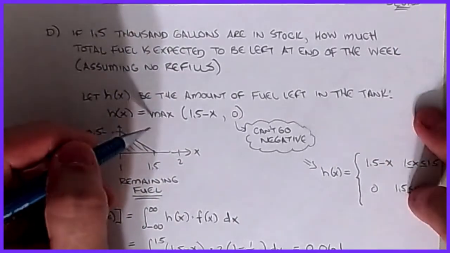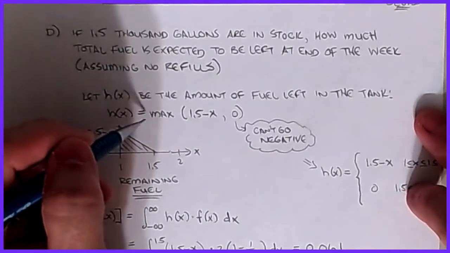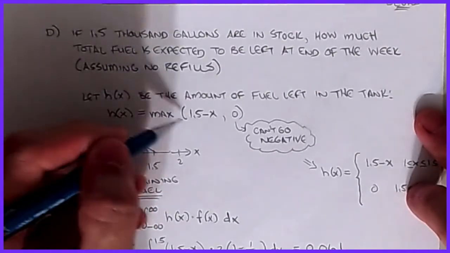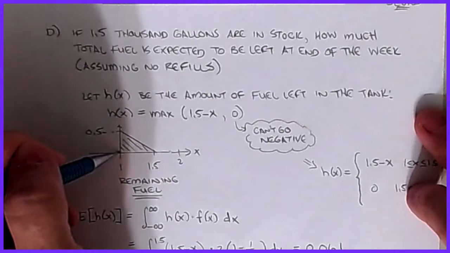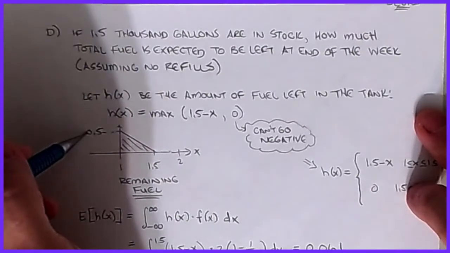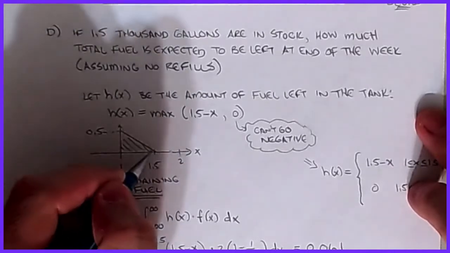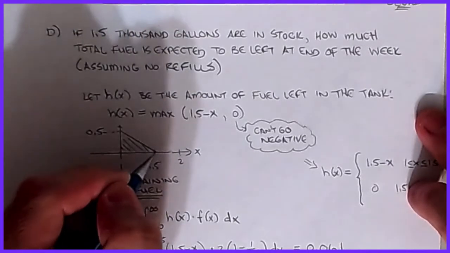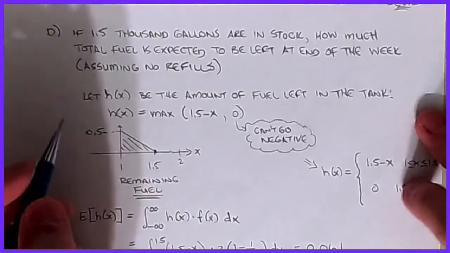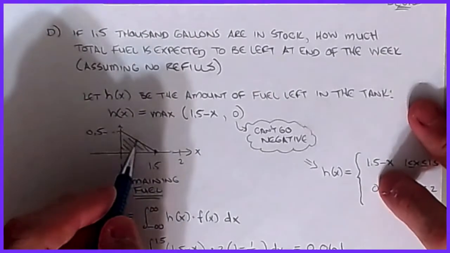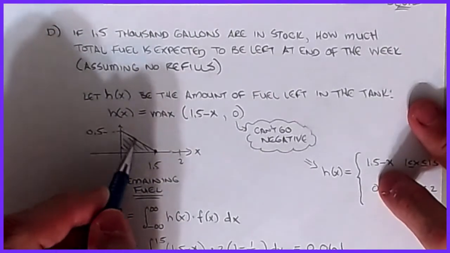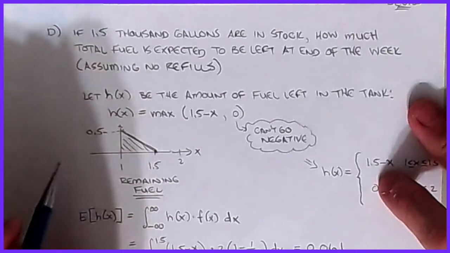Because if my demand is less than 1,500 gallons, I have a positive value. So if the bottom value is 1, I would have a limit of 500 gallons left, right? And if I go all the way out to 1.5, at 1.5 I now have 0 left. My function is a linear function here on x, so that's why that's a straight line.